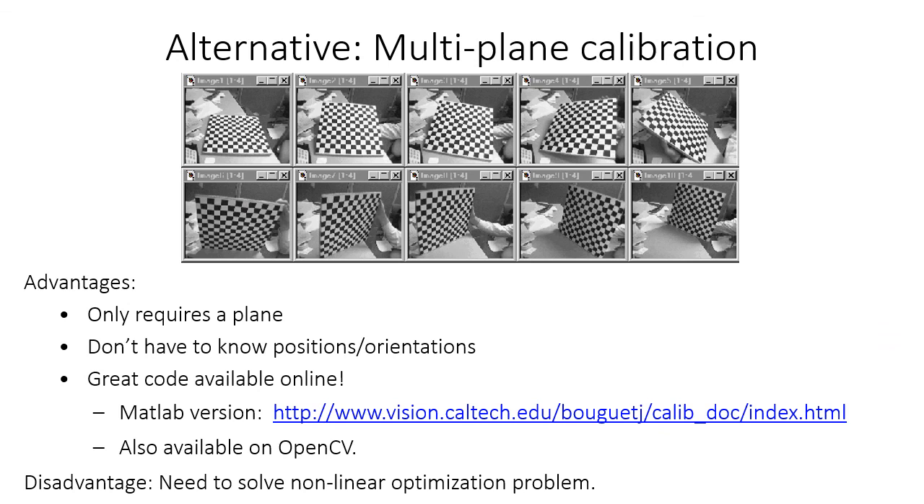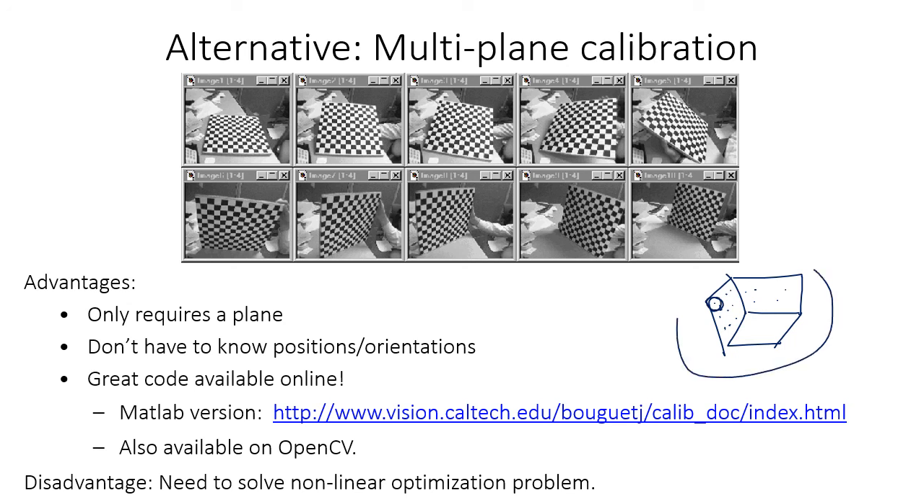We already saw calibration using a 3D plane, right? We have this plane and some points, and we assume that we know the accurate 3D coordinates of all of these points.